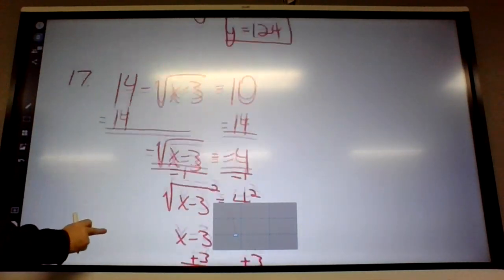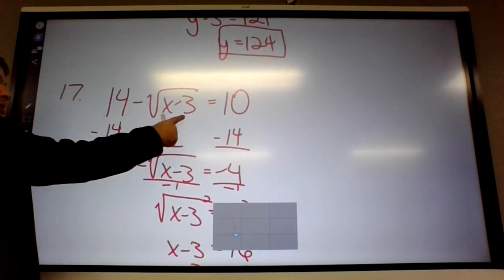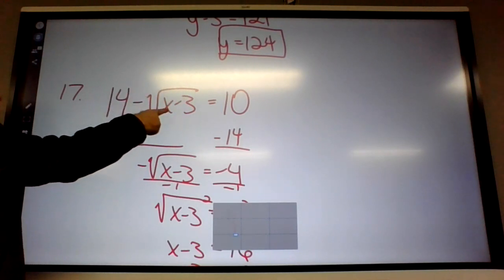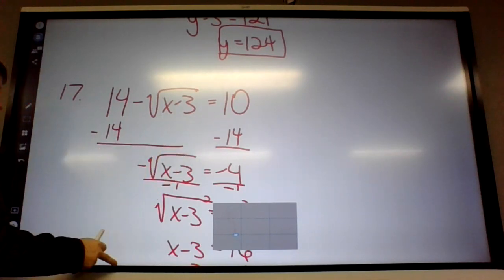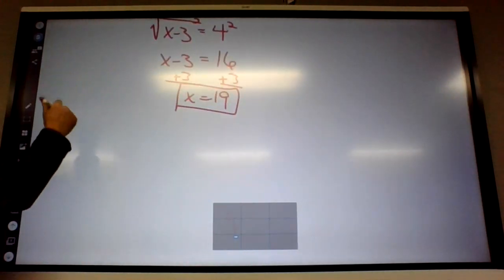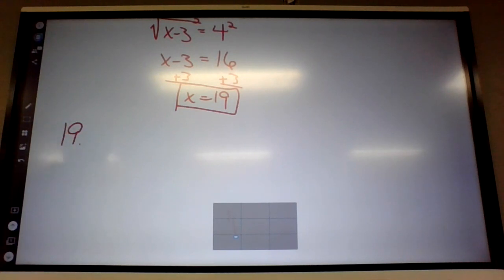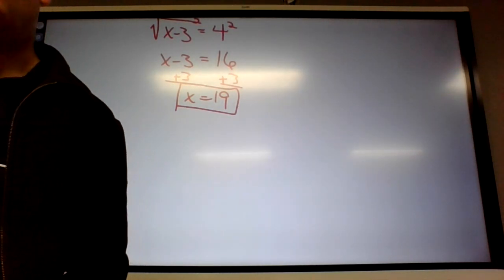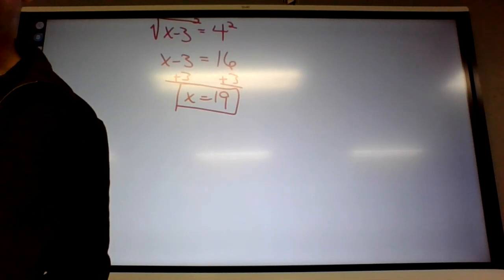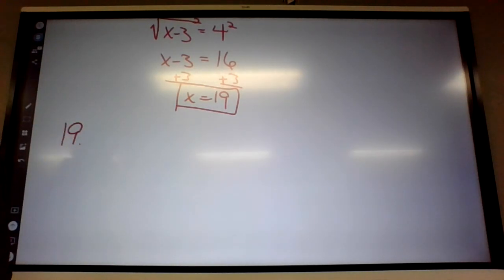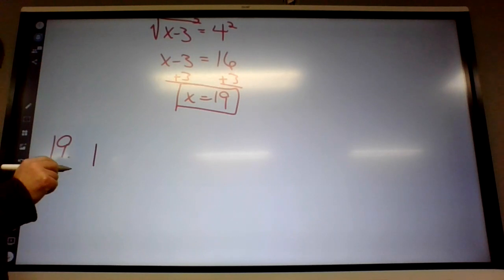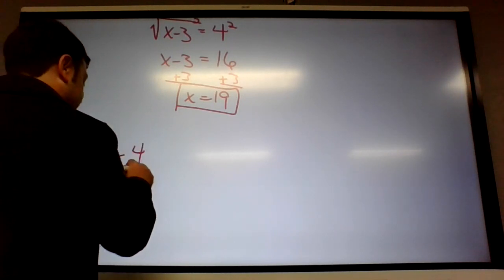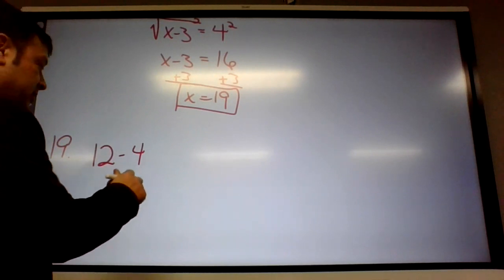Does 19 work? 19 minus 3 is 16. Square root of 16 is 4. 14 minus 4, 10. So yeah. Uno más. Oh, 20. I'll help you guys with the first step on 20. How about that? But then we'll stop after that. Maybe somebody could figure it out, but I do want everybody to do that one.